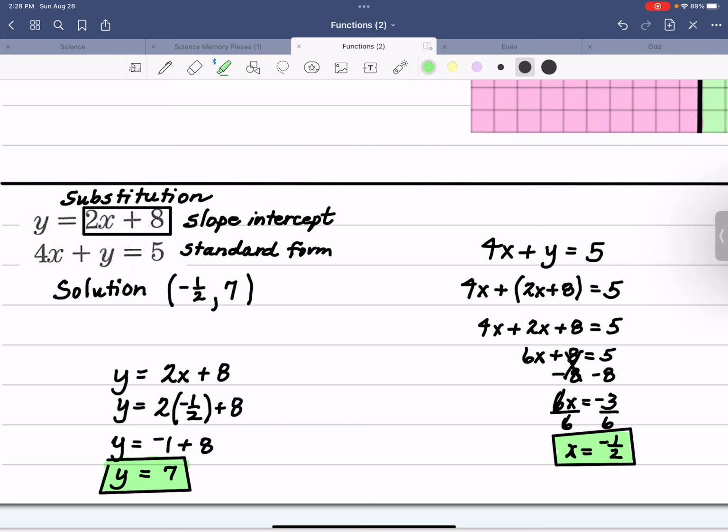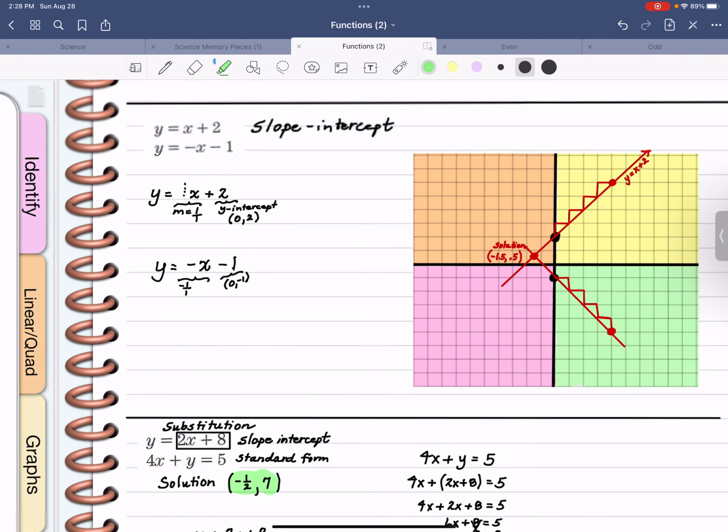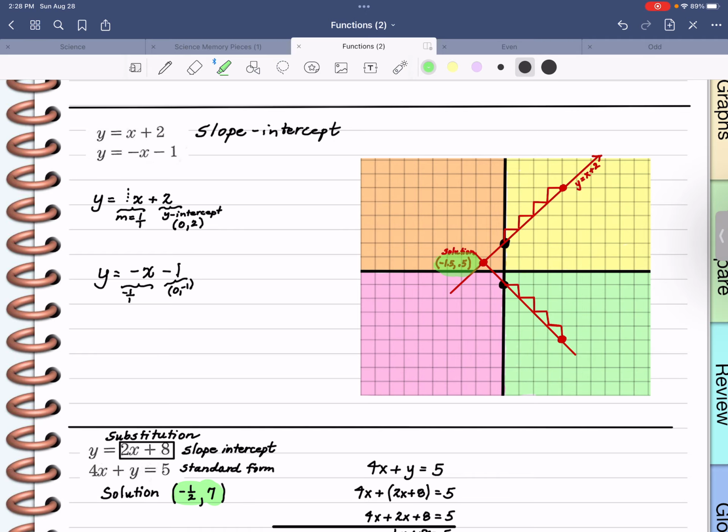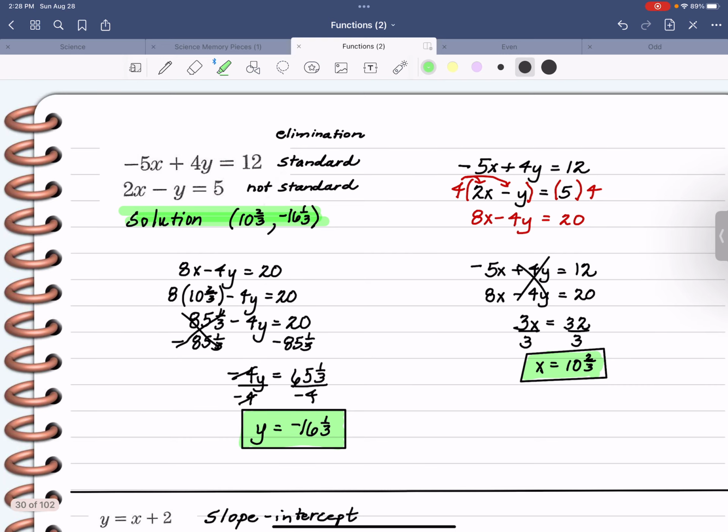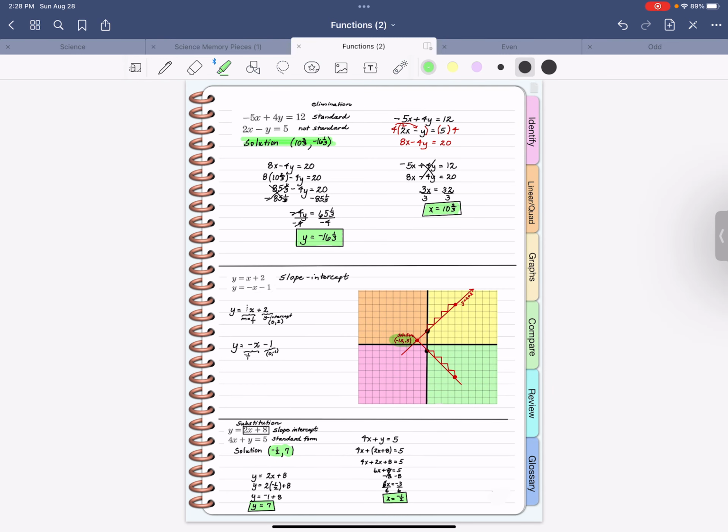So the answer to this one is right there. The answer to this one is right here. And the answer to this one is up here. We've already highlighted it. So there are a few more examples. Again, the point of this question was which method is best. So for the first scenario, the elimination method. For the second scenario, we used graphing. And for the last one, we used substitution.